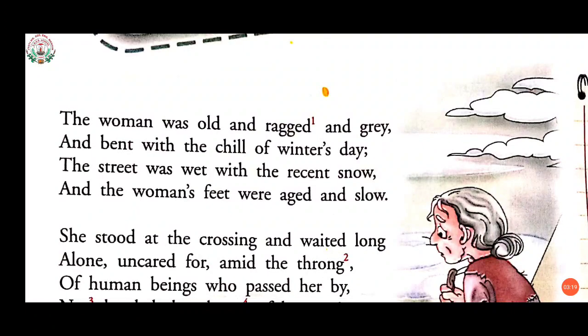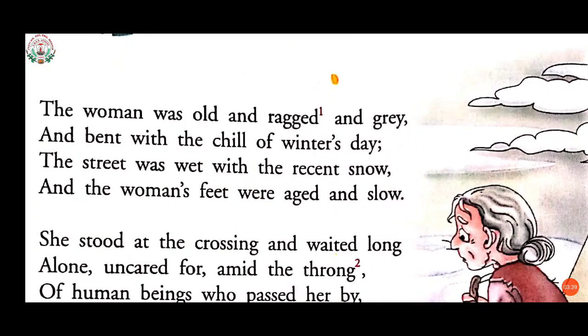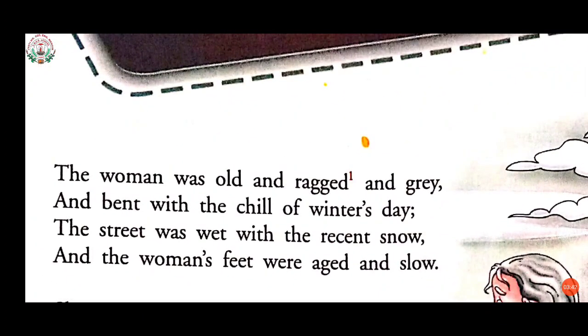So, students, it was a winter season and there was extreme cold to bear for the old woman. So she was bent down due to that cold. Now come to the last two lines of the first stanza. That is, the street was wet with the recent snow and the woman's feet were aged and slow. As it had snowed, the streets had been wet and the old woman was walking slowly because of her old age.